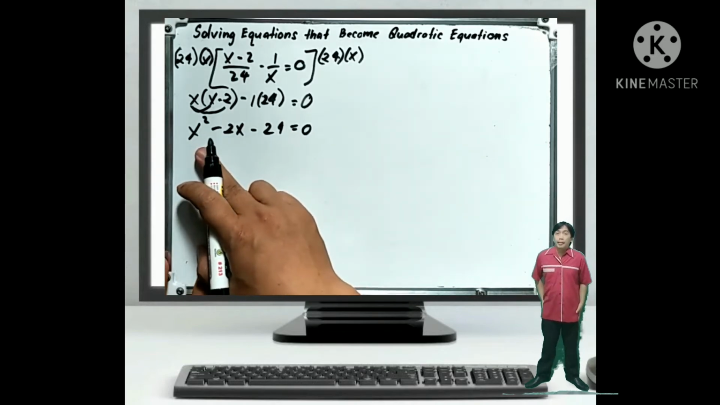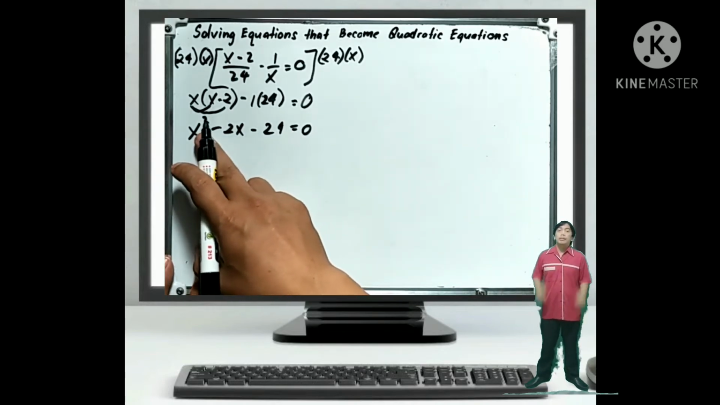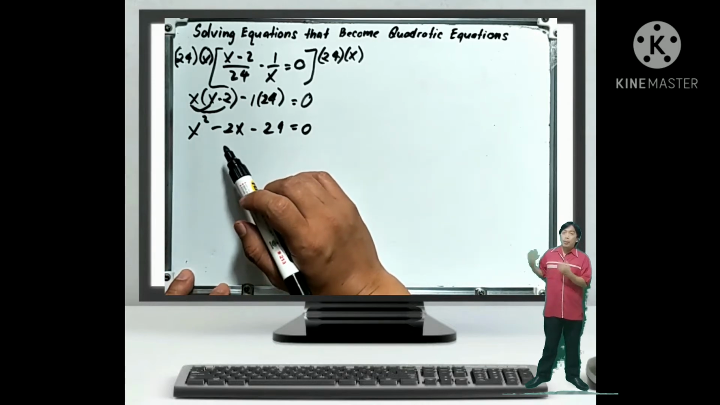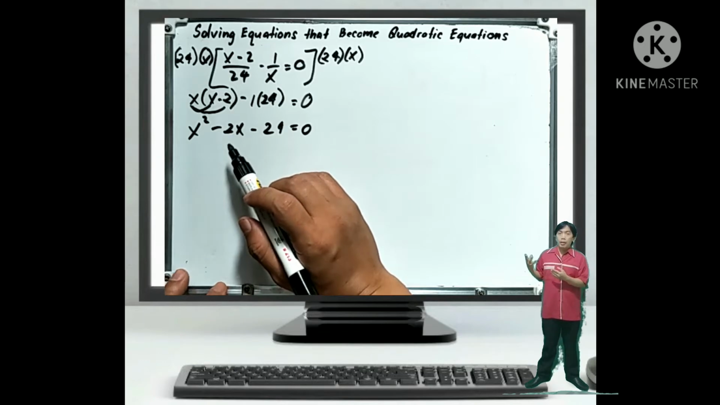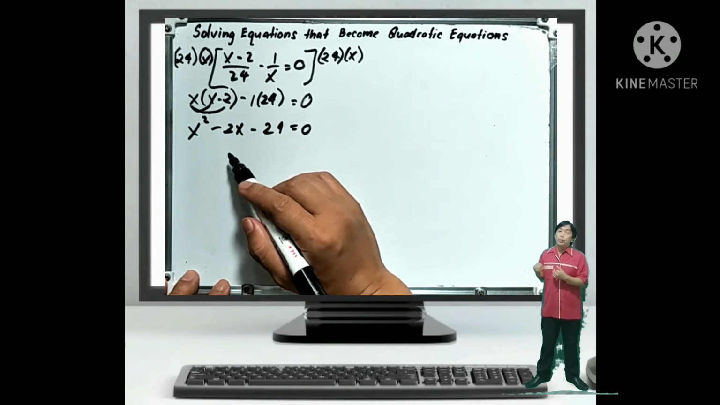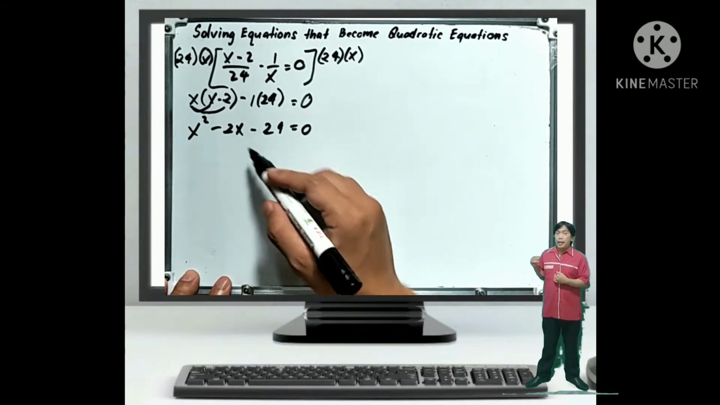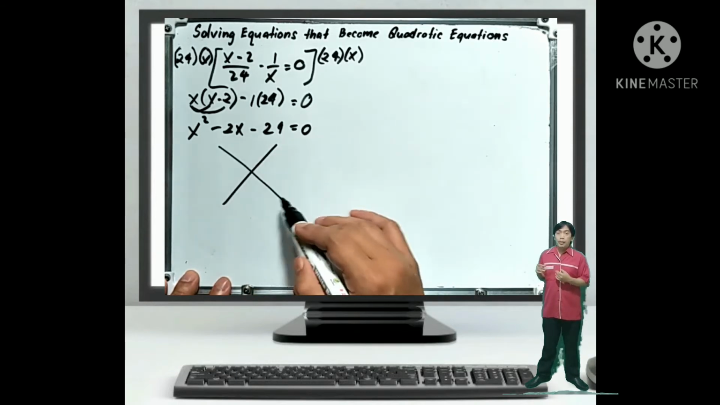Okay, it became a quadratic equation. So you have noticed that it is in the second degree. Now, how to get the root? Remember, there are 3 ways in getting the root. First, factoring. Next is completing the square. Then the third is the quadratic formula. I'll be using the factoring method.